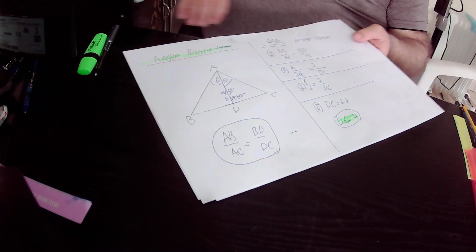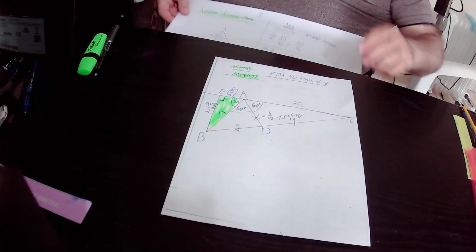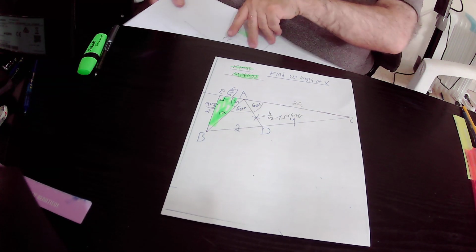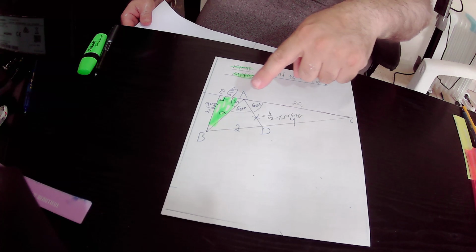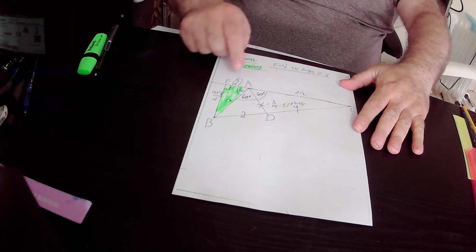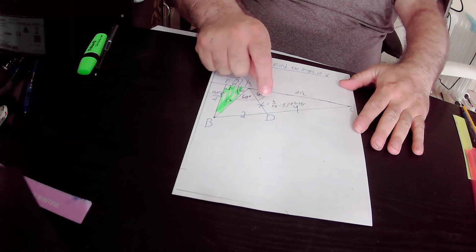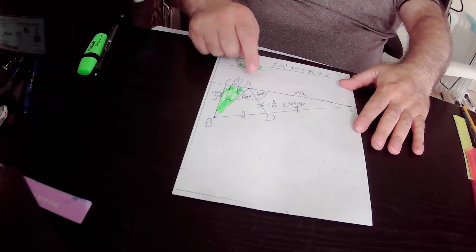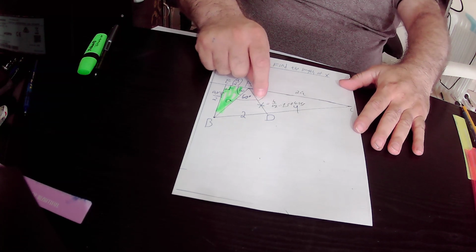Then I presented to you how to find the length of line segment X in 2 different methods. This is actually the second question. Here we have triangle ABC. We know that BD equals 2 units, AB equals A, AC equals 2A, angle BAD equals 60 degrees, angle DAC equals 60 degrees also, and we want to find the length of line segment AD that is equal to X.